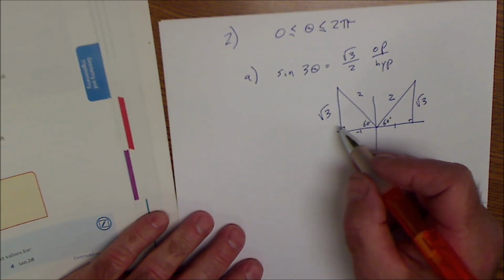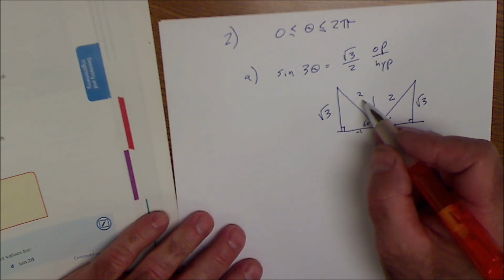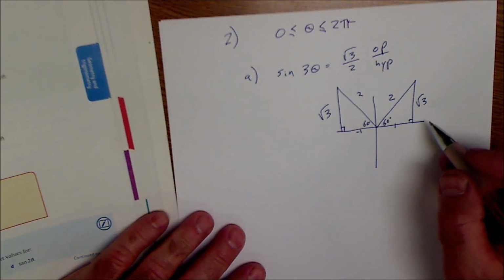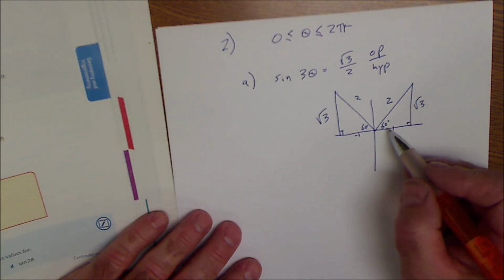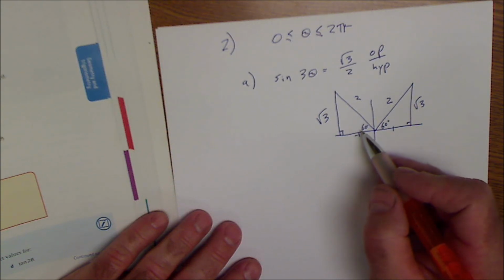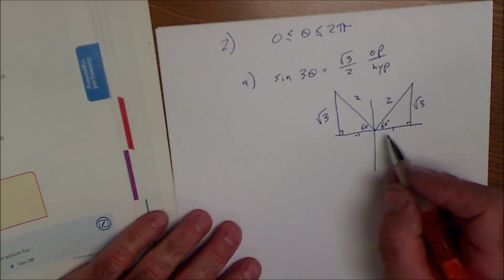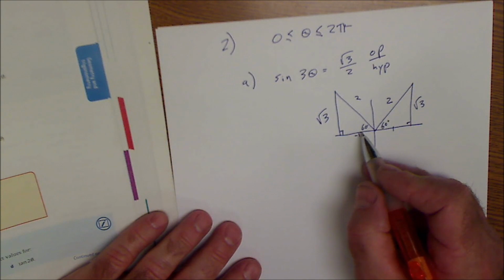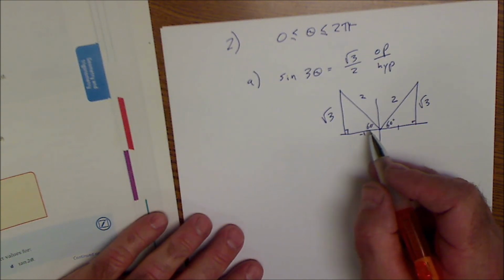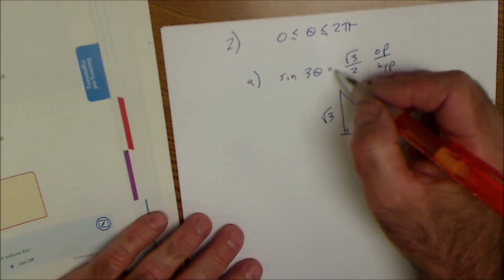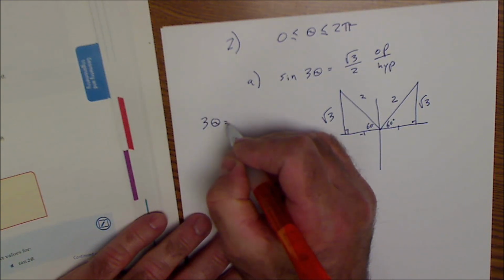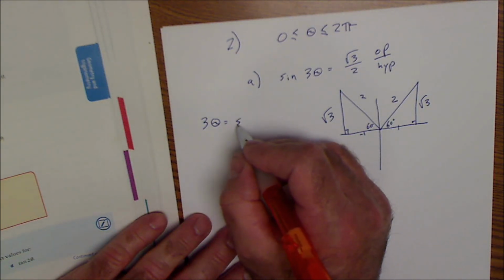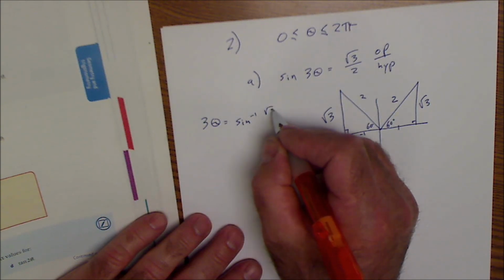Pythagorean theorem, 1 squared plus root 3 squared equals 2. I recognize it as a 30, 60, 90 triangle. So I could see I have a solution here at 60 and at 120. Or if I'm in radians, pi over 3, 2 pi over 3. So that's the inverse sine of this problem. So 3 theta is equal to the inverse sine of root 3 over 2.